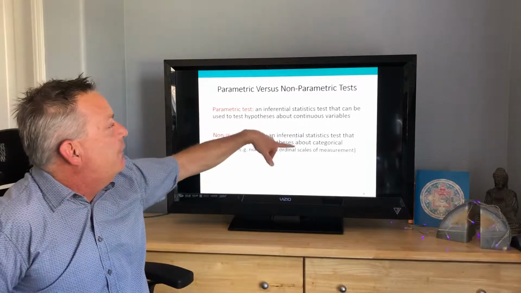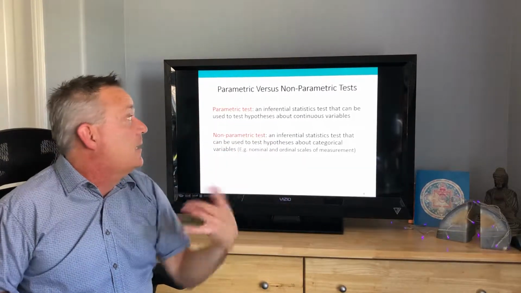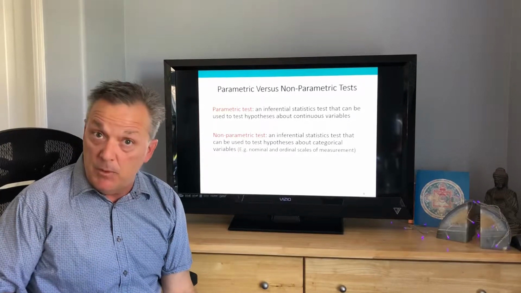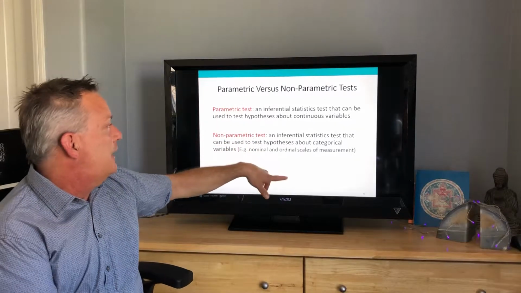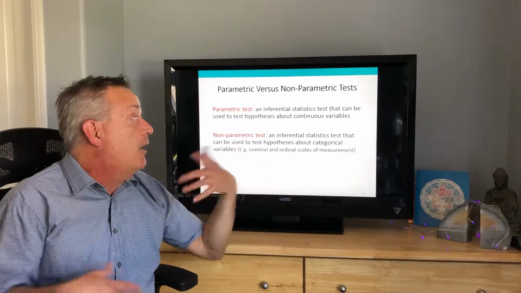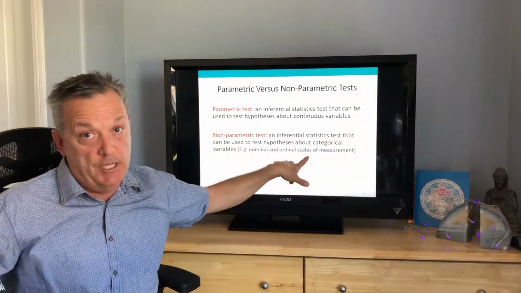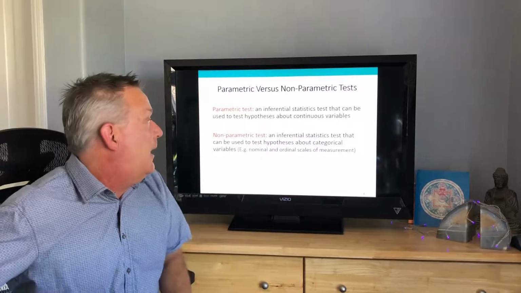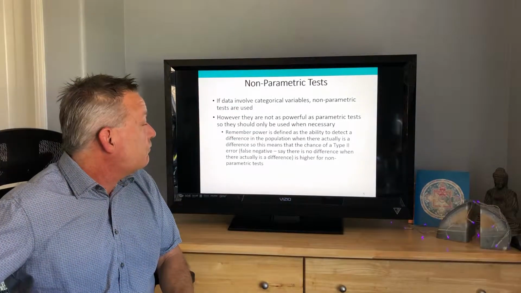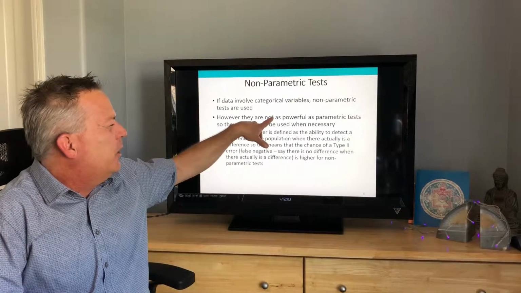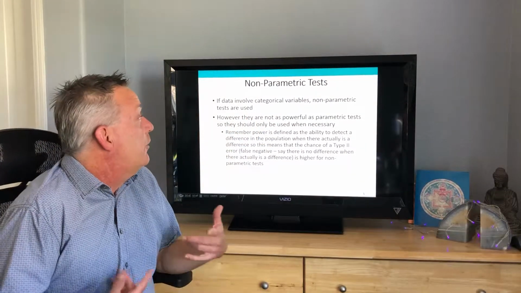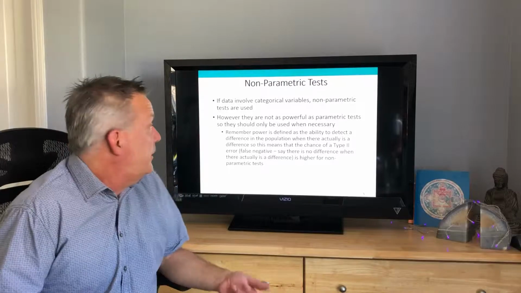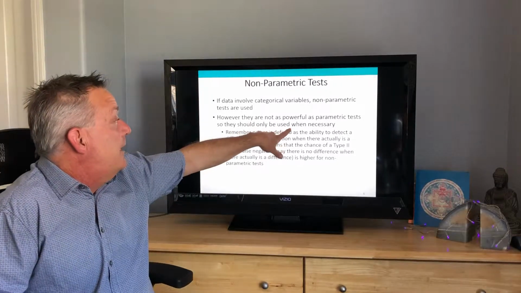Parametric versus non-parametric tests. Parametric tests are inferential stats tests that can be used to test hypotheses about continuous variables, whereas the non-parametric tests are inferential tests that can be used to test hypotheses about categorical variables, and I gave the example already about nominal and ordinal scales of measurement. And again, if data involve categorical variables, then the non-parametric tests are used. However, they're not as powerful as the parametric tests, so they should only be used when absolutely necessary.